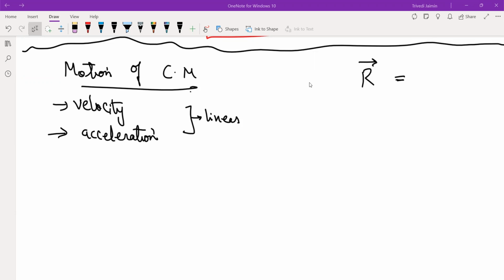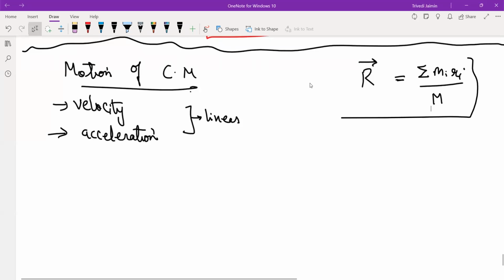So don't you remember the formula? Summation of mi xi by M. So for X, this is summation of mi ri by M, the positional vector. Don't forget whatever formulas we got in the last class.